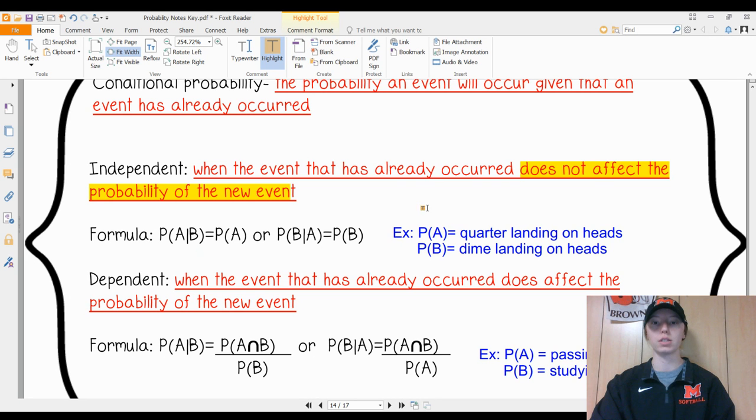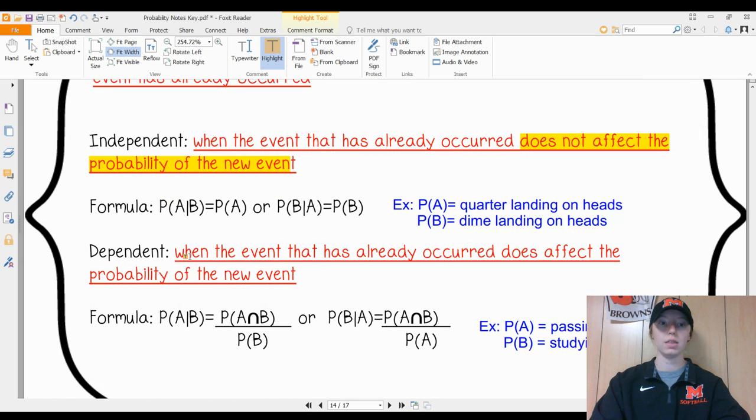So if we use our example over here, it's going to be the probability that the quarter lands on heads given the dime already landed on heads. Since the dime already landed on heads, that's obviously not going to affect the quarter landing on heads. So it's just the probability of a quarter landing on heads, which is 50%, because we can either get heads or tails. So 1 out of 2, which is 50%.